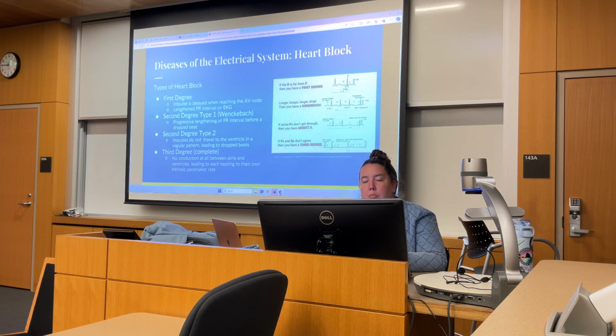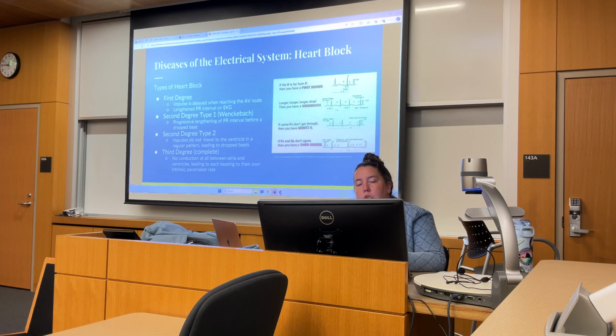So 1st degree heart block, the impulse is delayed when reaching the AV node, so you have a lengthened PR interval on EKG. So this is simply a long PR interval. A longer than normal PR interval is 1st degree heart block. And it's because we're having a delayed impulse when it reaches the AV node, more delayed than normal.